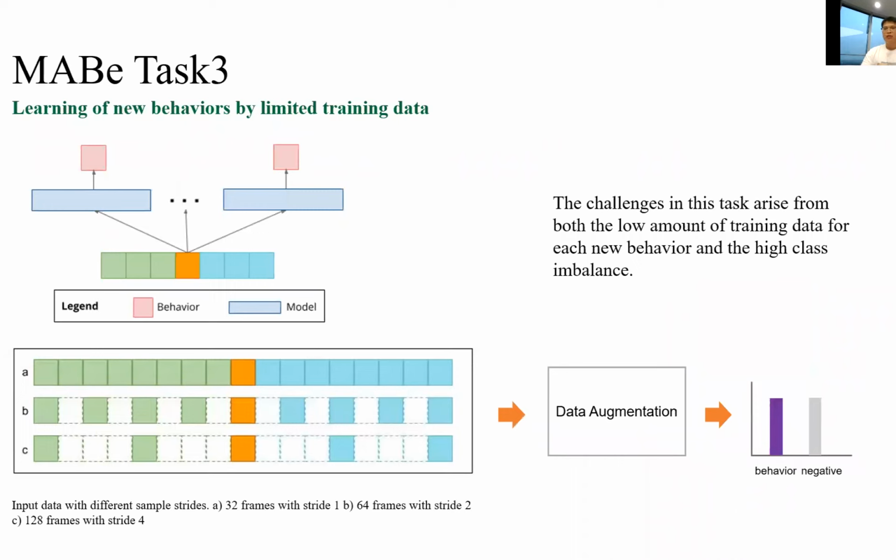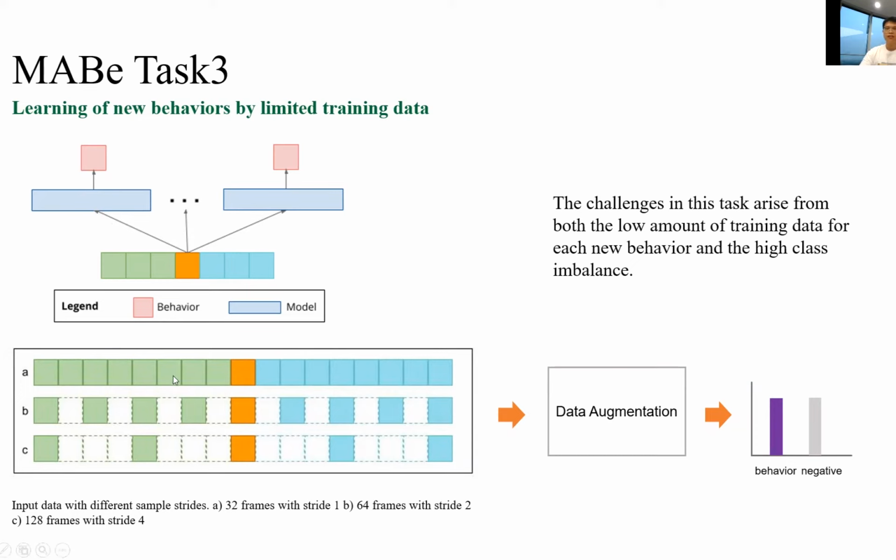For Task 3, we considered it as a set of binary classification problems, one for each behavior. That means we have one binary classifier for one behavior. The challenges here arise from both the low amount of training data for each behavior and high class imbalance. So in our data preprocessing, we tried to alleviate those problems.